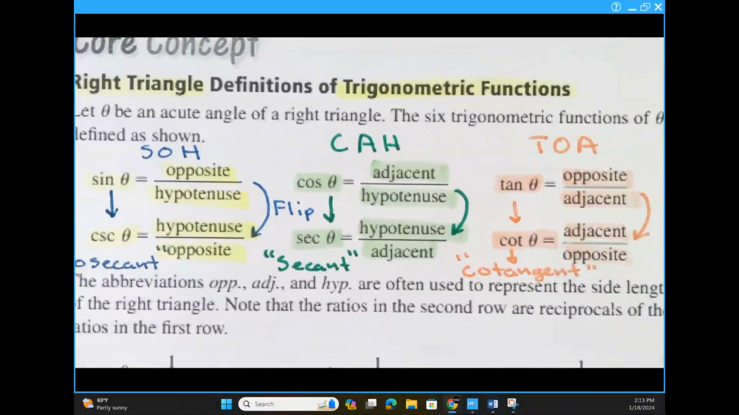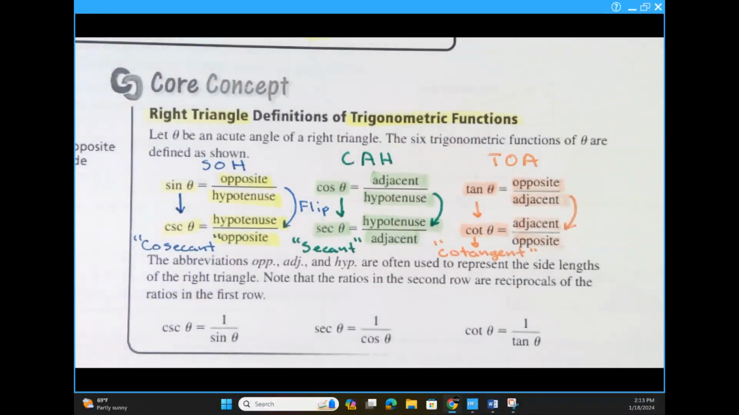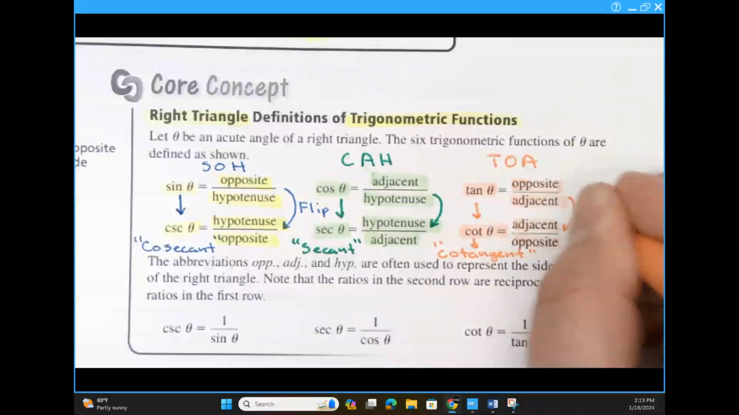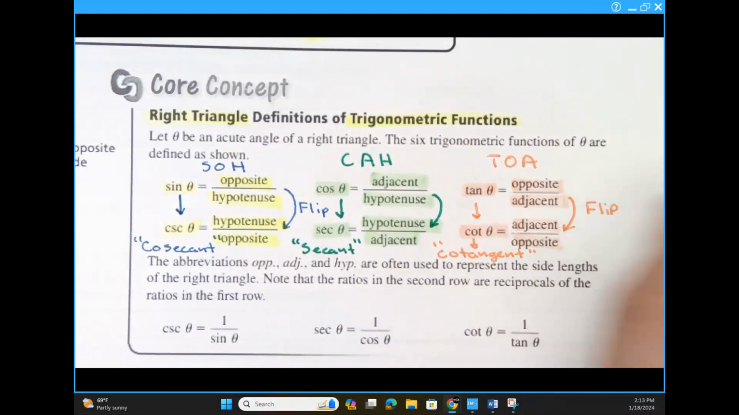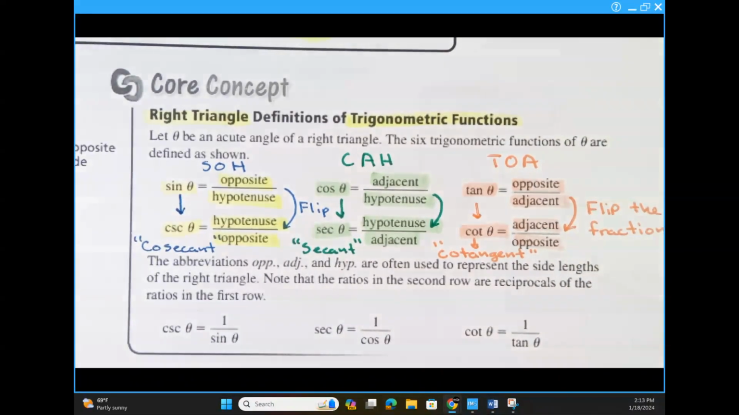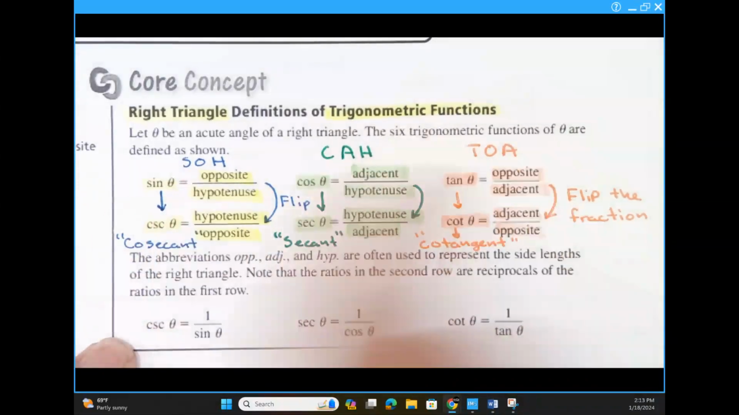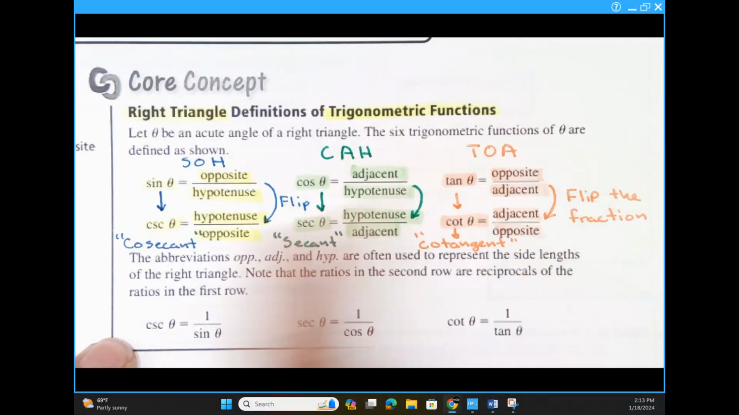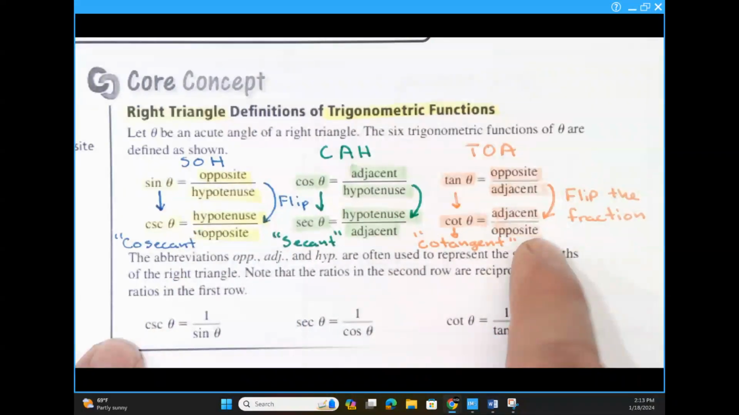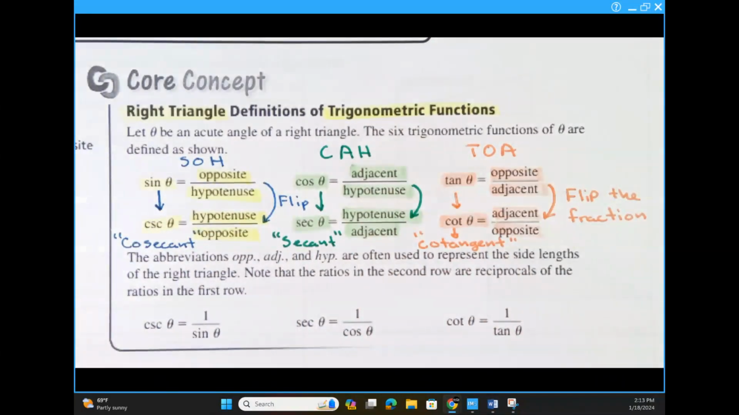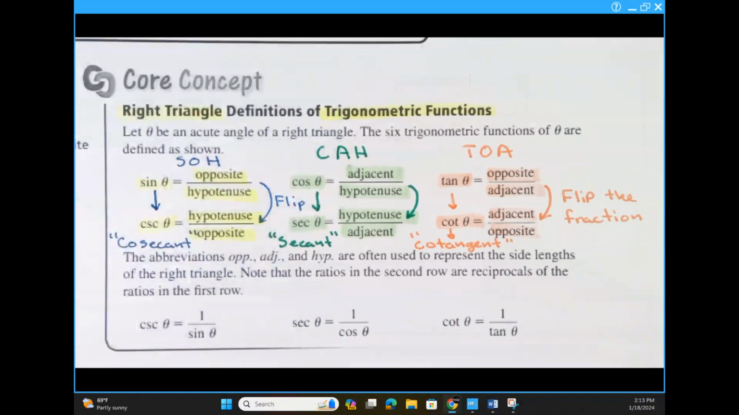So we're still going to use the opposite, adjacent, and hypotenuse. We're still doing all of that. But all we're going to do is flip the fraction. So when people say, oh man, this just got tougher, no, it didn't, because you're still just going to do SOHCAHTOA. And then when they ask you for the new ones, you just flip everything over. It's not like you have to memorize this whole new thing. What you should work on is knowing who's related to who.